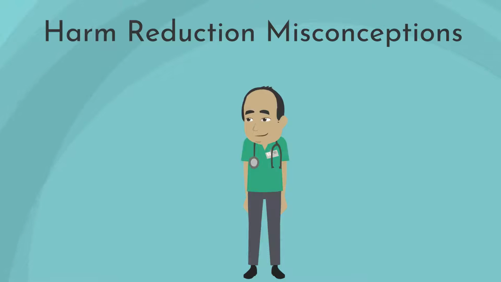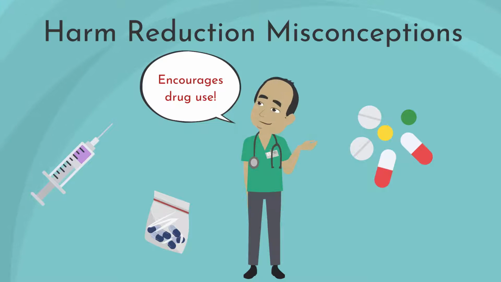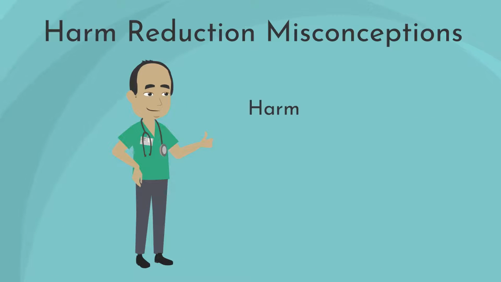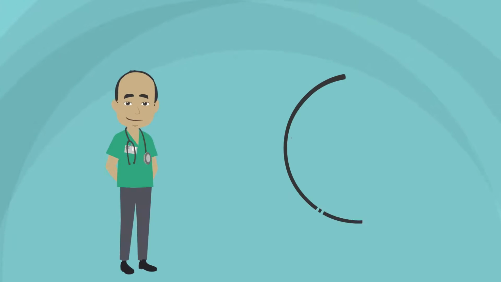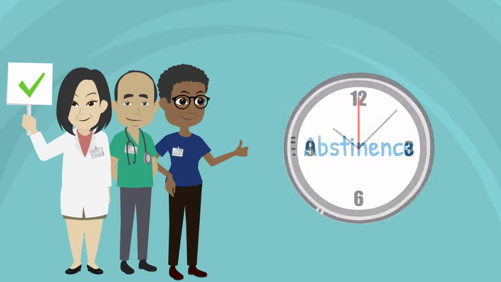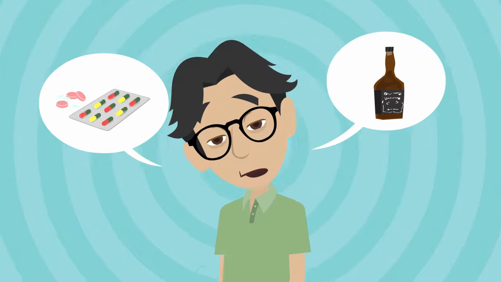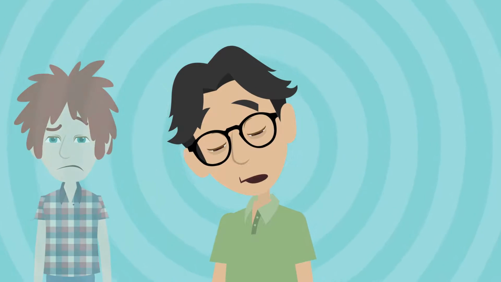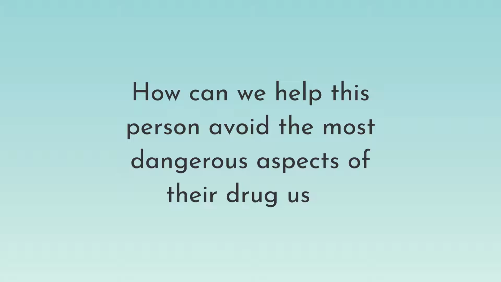A common misconception about harm reduction is that it enables or encourages drug use. However, a better way to describe it is that harm reduction focuses on the harmful outcomes of behavior, rather than the behavior itself. Many harm reduction advocates also support the goal of people working towards abstinence, but recognize that for many people, this process takes time. In the meantime, while the person is still using, both they and the people around them are still vulnerable to harm. Harm reduction says, how can we help this person avoid the most dangerous aspects of their drug use?